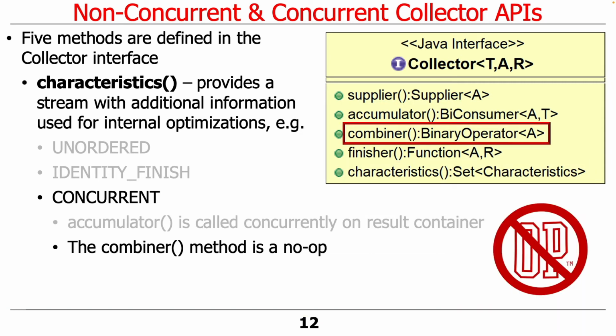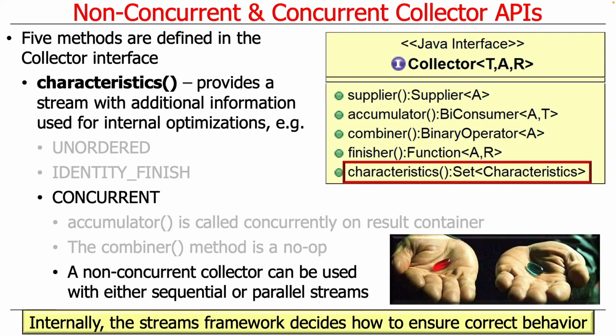For concurrent collectors, the combiner method is a no-op, because there is no combination. Everything is just accumulating directly into the mutable result container, and there's no need to merge stuff together in the final phase. So the combiner, you have to implement it, but it doesn't get called. And again, just to reiterate, you can use a non-concurrent collector either with sequential or parallel streams. And internally, the streams framework decides which collector to use based on, of course, the characteristics that you provide.